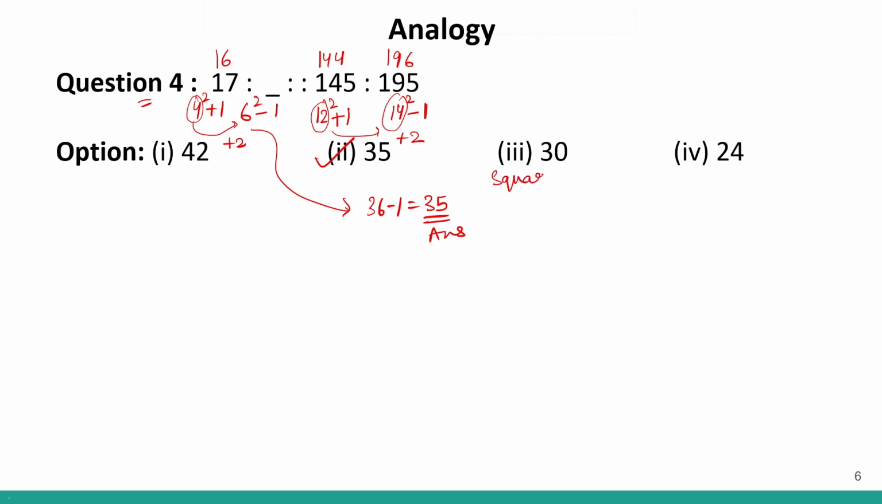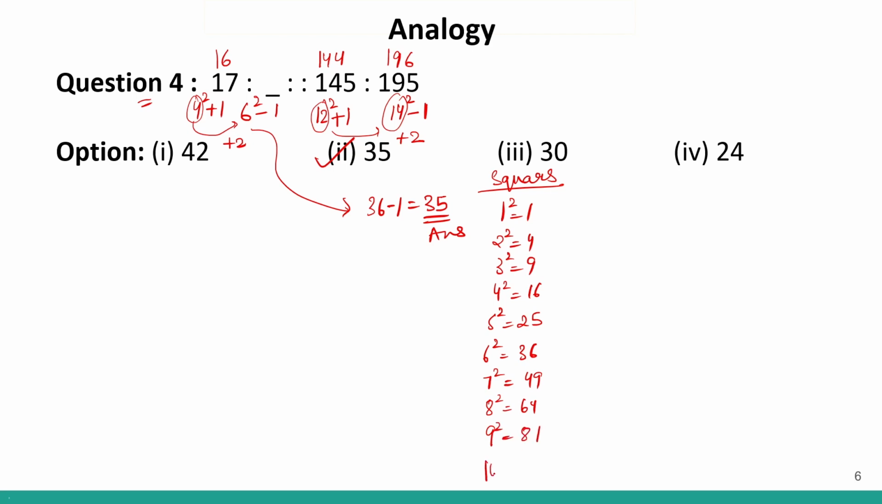Okay. Squares. What is the value of 1 square? 1. 2 square? 4. 3 square? 9. 4 square? 16. 5 square? 25. Then we have 6 square? 36. 7 square? 49. 8 square? 64. 9 square? 81. And then we have 10 square, which is 100. Correct? Then we have 11 square? 121. 12 square? 144. 13 square? 169. 14 square? 196. Then we have 15 square of 225.